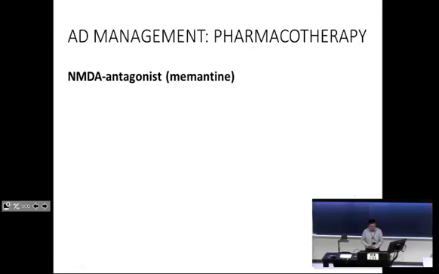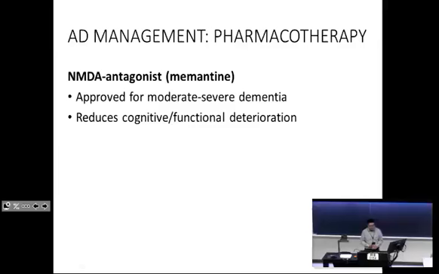NMDA antagonists. There's only one really, memantine. And what it does is it reduces the likelihood of excitotoxicity, glutaminergic excitotoxicity. And the hope there is that you're able to retain function and a little bit of cognition. The truth is that by the time you start memantine, which is usually into the moderate stage of dementia, preserving cognition is not the primary concern. The primary concern is maintaining function. And that is actually something that memantine has been shown to do over and over again in RCTs.